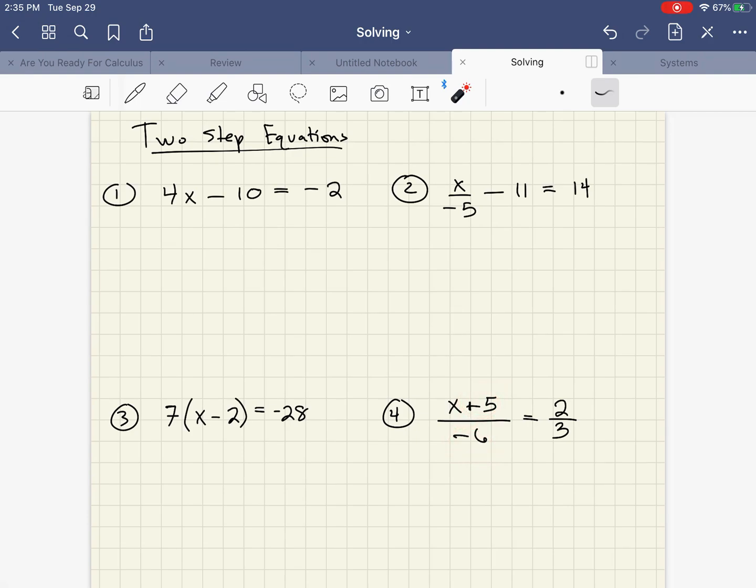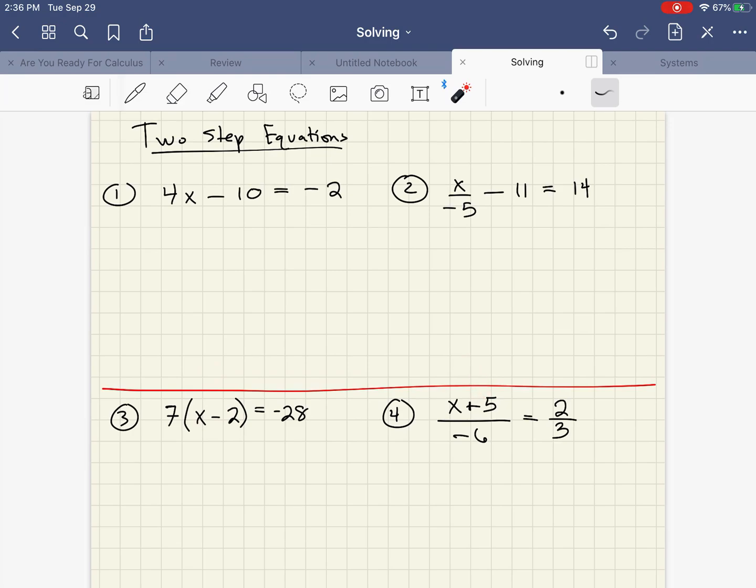So I've kind of set them up into two different types. We have the top two and the bottom two. The way that I describe them: the top two have no grouping symbols, so there's no parentheses here. There are parentheses here, which group the x and the -2 separate from the 7, and here this fraction bar groups the x and the 5 away from the -6. If there's a grouping symbol, it protects that number, so you cannot access that number first.